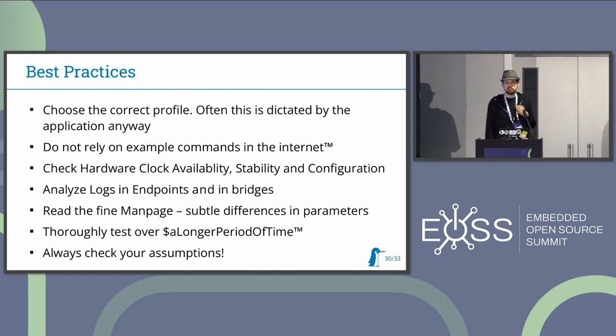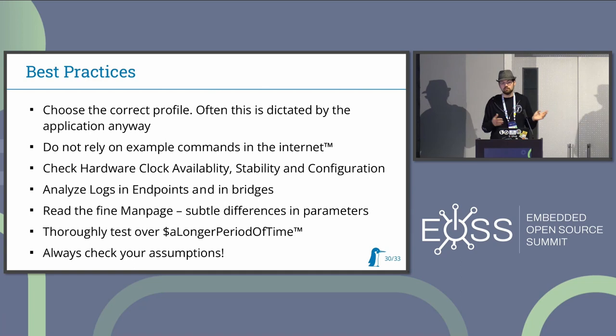So for the best practices, choose the correct profile. Often you need to select one, depending on the application. If you do TSN, that's the gPTP one. If you do power, substation, automation, crazy stuff, whatever, they have their own profiles. So check if your hardware actually supports that. Never copy-paste commands from the internet. They may use a different profile or may use a combination of settings that's incompatible nowadays with a newer version. Read the fine man pages.